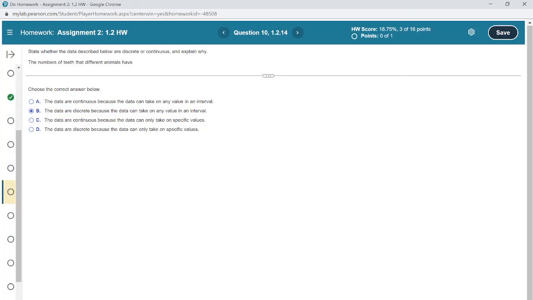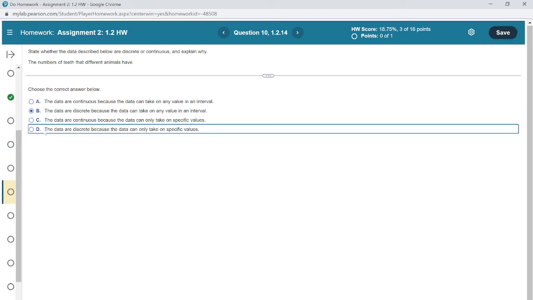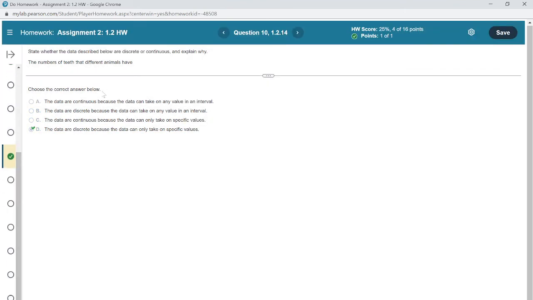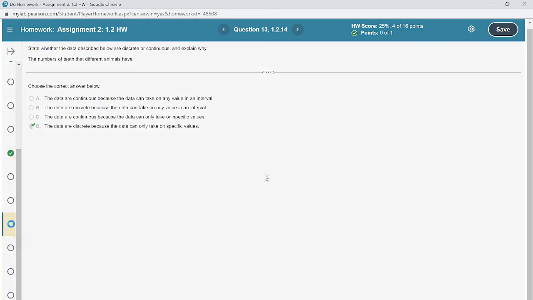Okay, sorry, what did I do? Discrete because the data can take on any value in an interval. No, it should be specific values. It should be like 32 or maybe 28 or maybe 27, something like that. It should not be from an interval. There is no specific interval, so that's why the answer is D, specific values. Sorry about that. So discrete means it's a finite number, but sometimes that finite number comes from an interval, sometimes just specific values, and in this case it's specific values because it's a number of teeth.